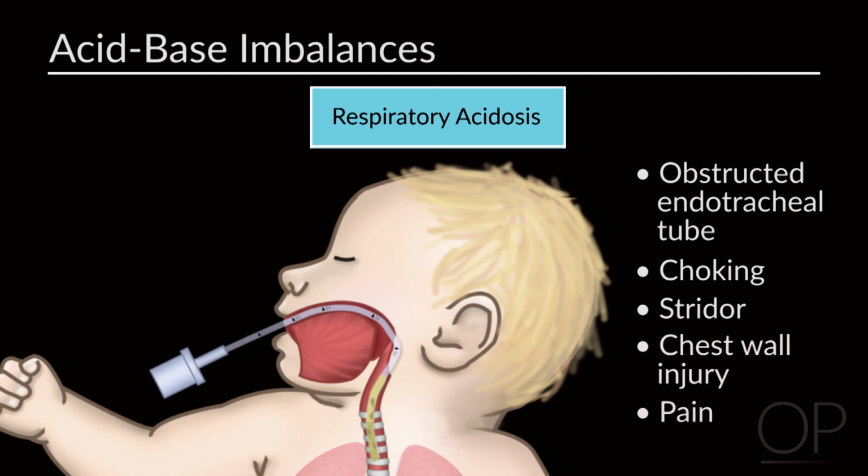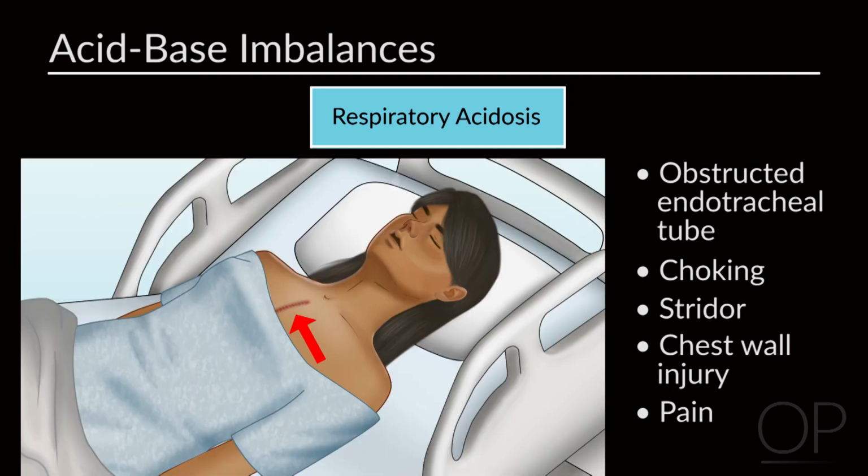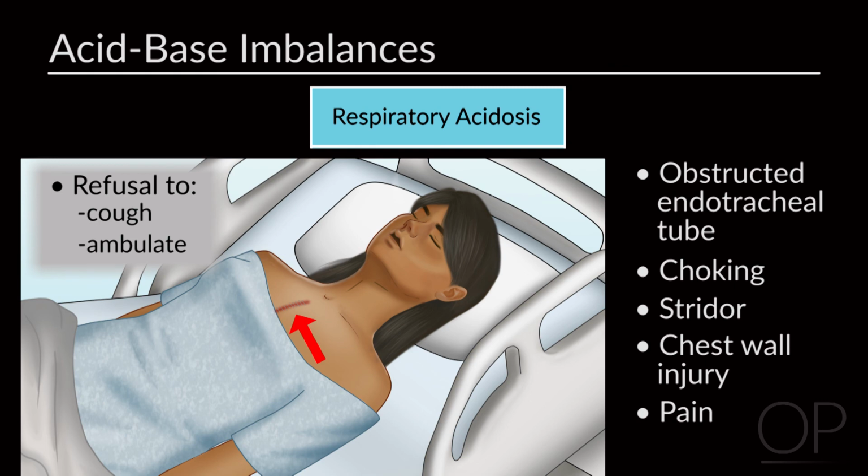And finally, pain. That is a bit more abstract. However, consider a teenager after sternotomy for heart surgery. Postoperatively, he or she may breathe shallowly, hypoventilate, refuse to cough, or ambulate because it is painful to engage in those very important activities.